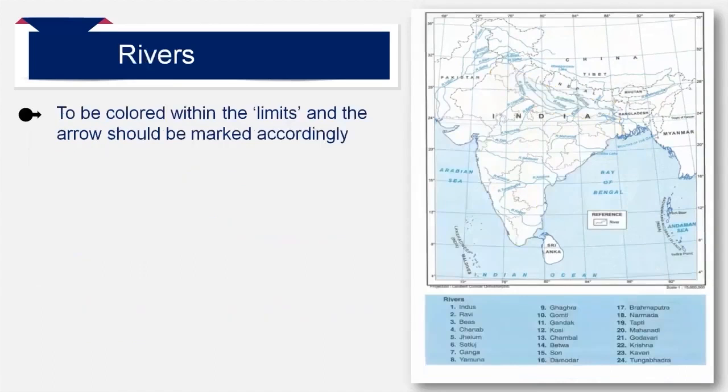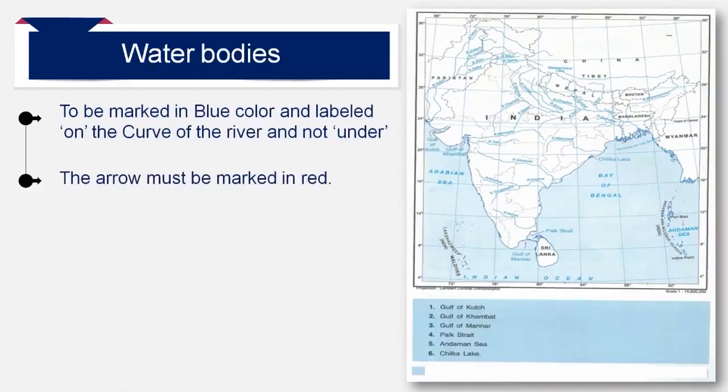In the examination, if a river is asked to mark, it should be colored blue. The labeling should be done on the upper curve of the river and not under it. Wherever you are not able to label on the river, you can make use of an arrow. All water bodies must be colored in blue. The straits, gulfs, and lakes must be shown with an arrow as shown in the map.